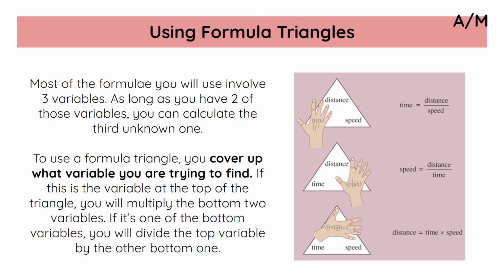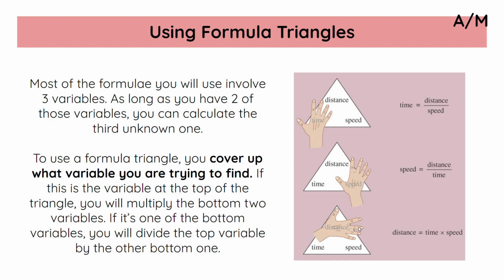So to use a formula triangle, you cover up the variable you are trying to find. So if I wanted to find time, I would cover up time. Whatever is left is what you're going to calculate. So if the variable at the top is still there, that means you're going to do a division. So I'm going to do distance divided by speed to get time. Same with speed. If I want to find speed, I cover that up and I'm left with distance over time.